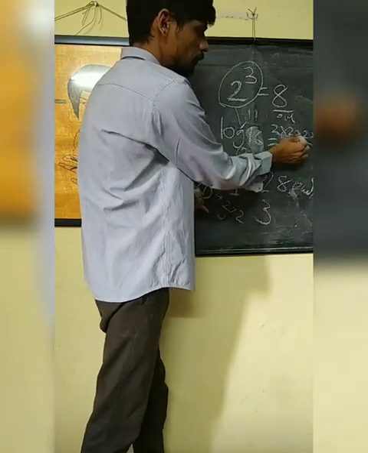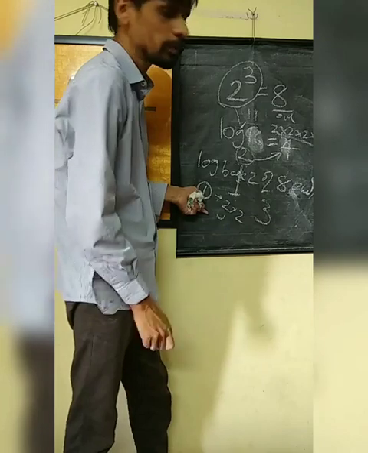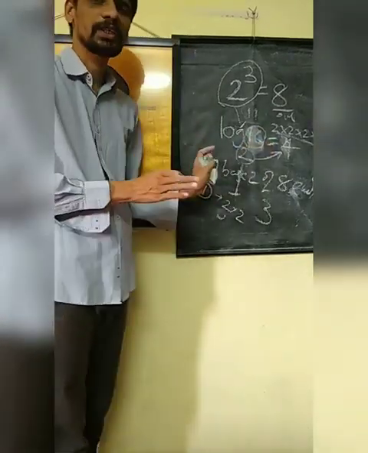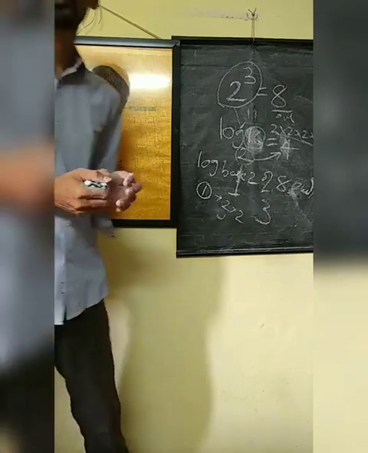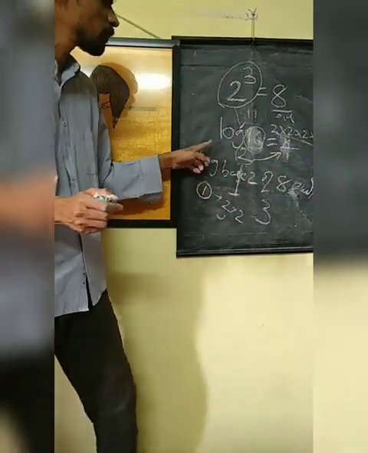2s are 2, 2s are 2, 2s are 2. 4, 8 multiplied by 2, 16. I got the 16. So this is the basic idea of logarithm. So one more time I am repeating.